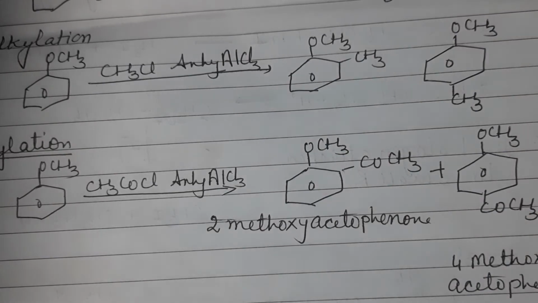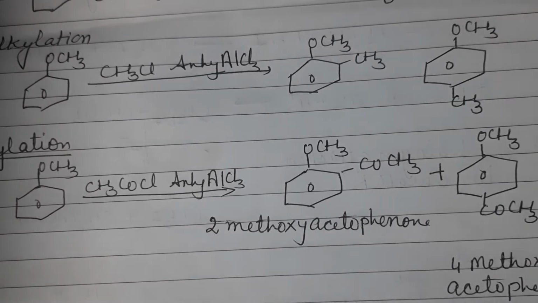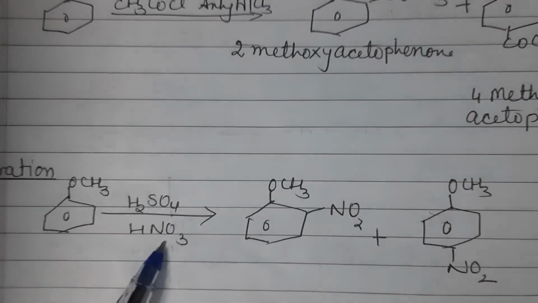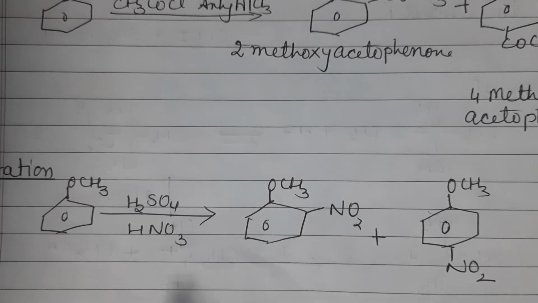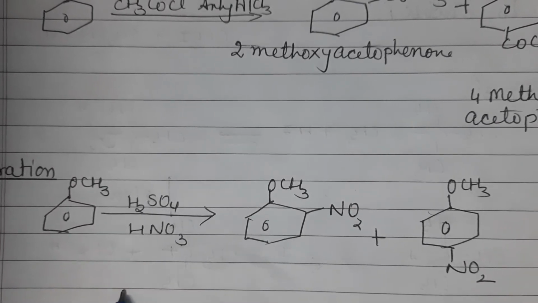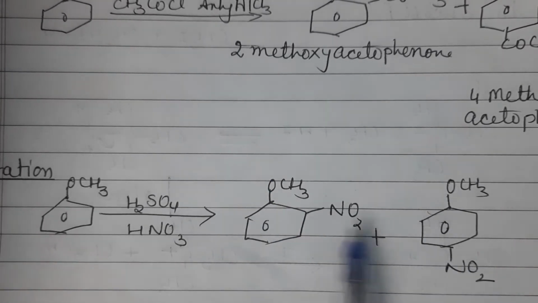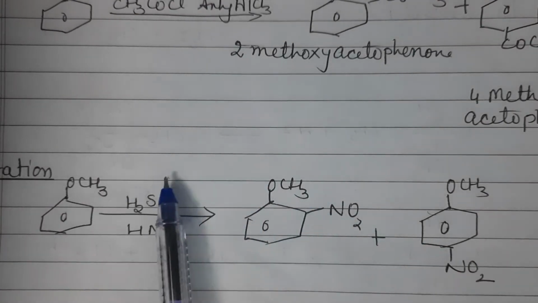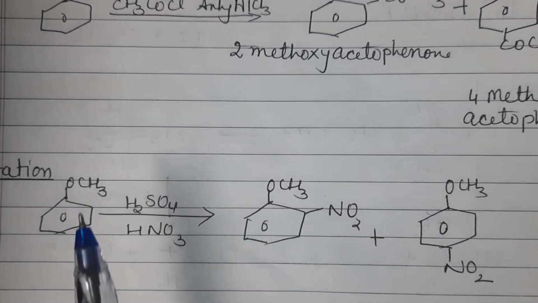Then the next reaction is nitration. Anisole undergoes nitration when reacted with nitric acid in the presence of concentrated sulfuric acid. Here the attacking species is the nitronium ion, and we get ortho-nitro anisole and para-nitro anisole. So these are the electrophilic substitution reactions which are shown by aromatic ethers. These are the very important reactions shown by aromatic ether.